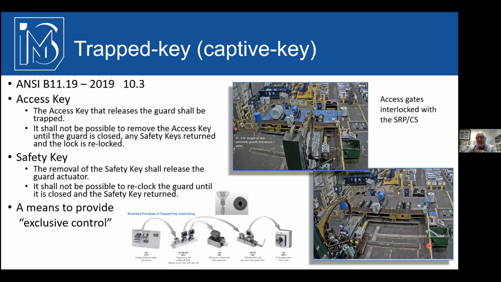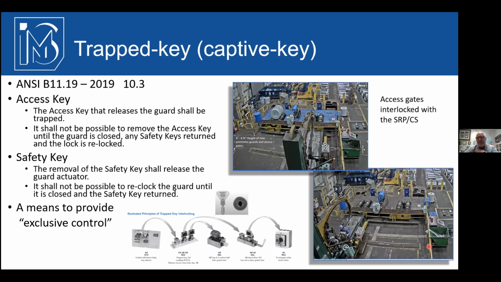Now the gate is open. Before, it was interlocked and you couldn't get in, but the only way to get in is to remove that safety key. The only way you can remove the safety key is to get the access key out of the control panel. The only way you can get it out of the control panel is to put the machine into a safe state by switching it. There's no way to defeat all that.